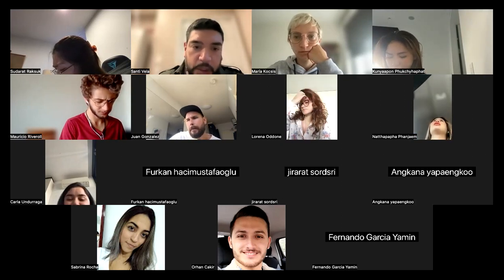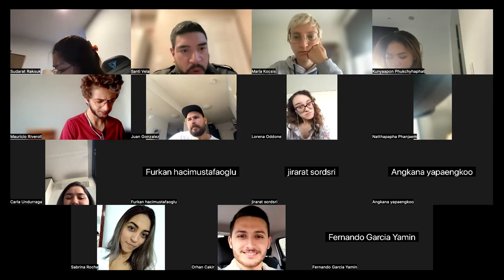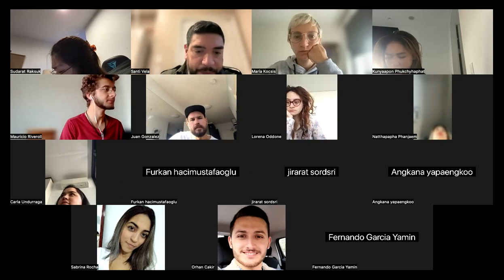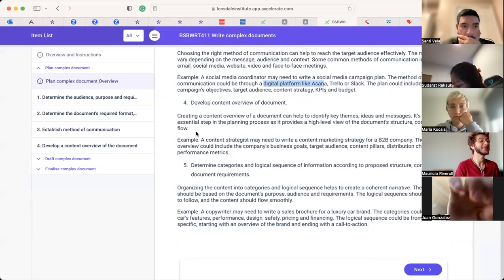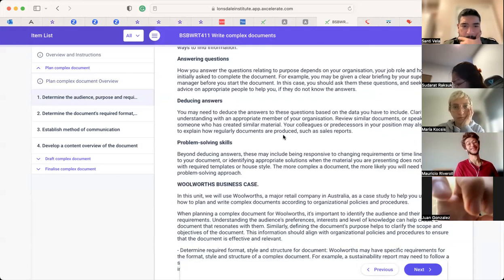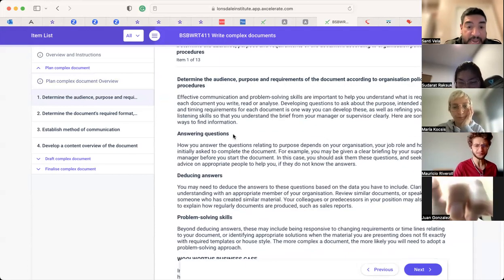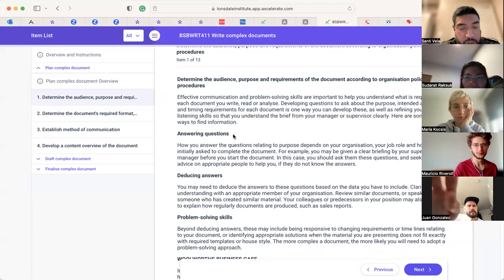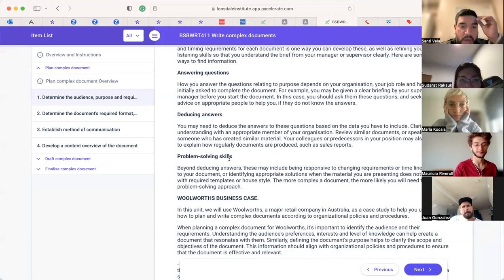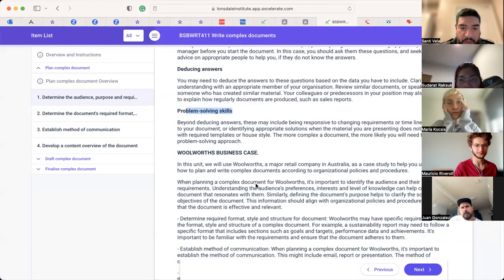All right. So that is an overview of the class. Now let's move to the second part of this. I already talked about the importance of asking questions to management for management to give you a good brief in terms of what you should write. You need to be able to answer questions, to ask questions, to have problem-solving skills. We have already talked about this.